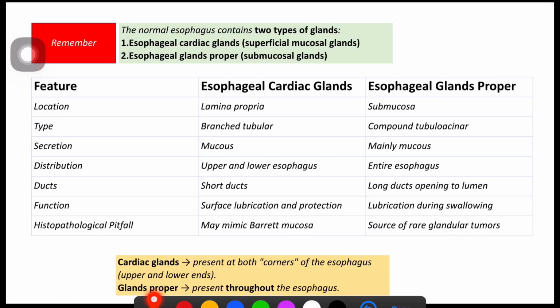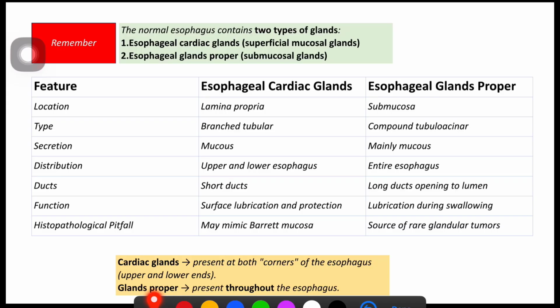So now the normal esophagus contains two types of glands. One is esophageal cardiac glands, which are superficial mucosal glands, and second is esophageal glands proper or submucosal glands. Location is lamina propria, here it is submucosa; branching is tubular, here compound tubuloacinar; mucus secretion in both; distribution upper and lower, here the entire esophagus shows this gland. Duct is long, opening to the lumen, here short duct. Function is lubrication.